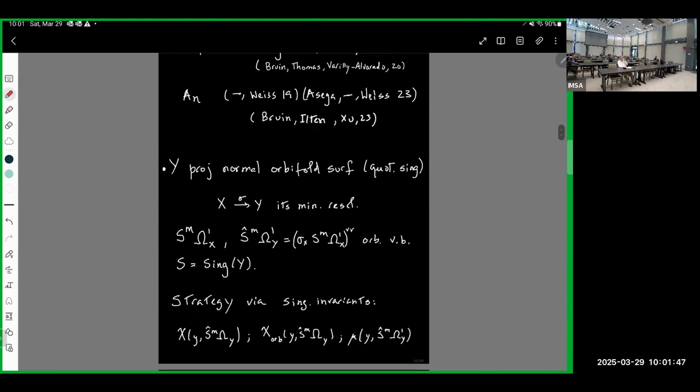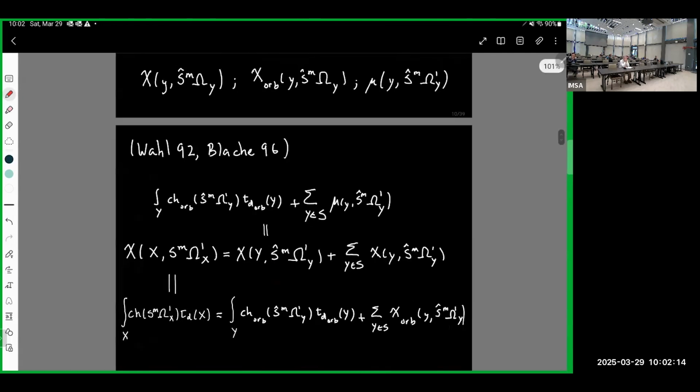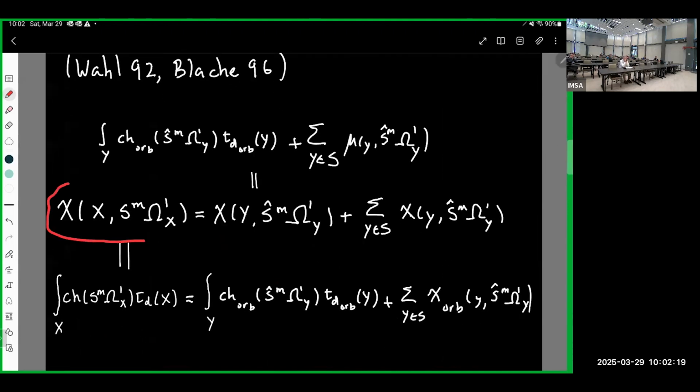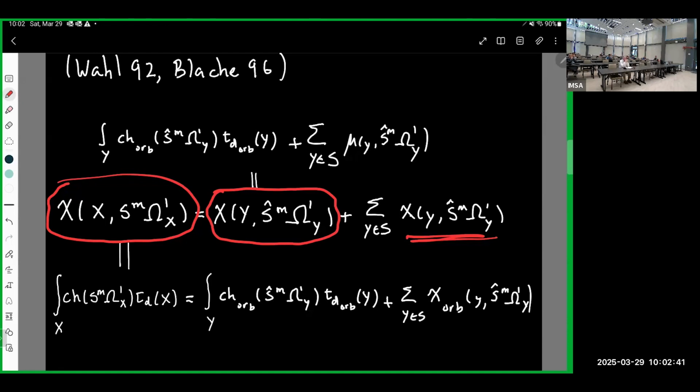All right, and if you study these sheaves on X, on the resolution, and on the orbifold, we have to compare the Euler characteristics of the sheaves on the resolution and on the orbifold. So you have the holomorphic Euler characteristic on the resolution. It's related to the holomorphic Euler characteristic on the orbifold surface. And there's a correction term which is given by what are called the local Euler characteristics. These have to do with the singularities of Y. So this is the local Euler characteristic associated with the orbifold sheaf.